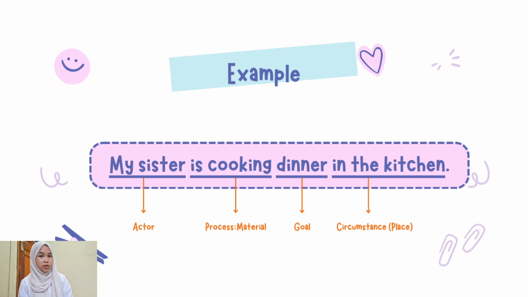"Dinner" is the goal because it is the thing affected by the action. "In the kitchen" is the circumstance of place because it tells us where the action happens. This analysis helps us understand how meaning is built through action and participants in the clause.